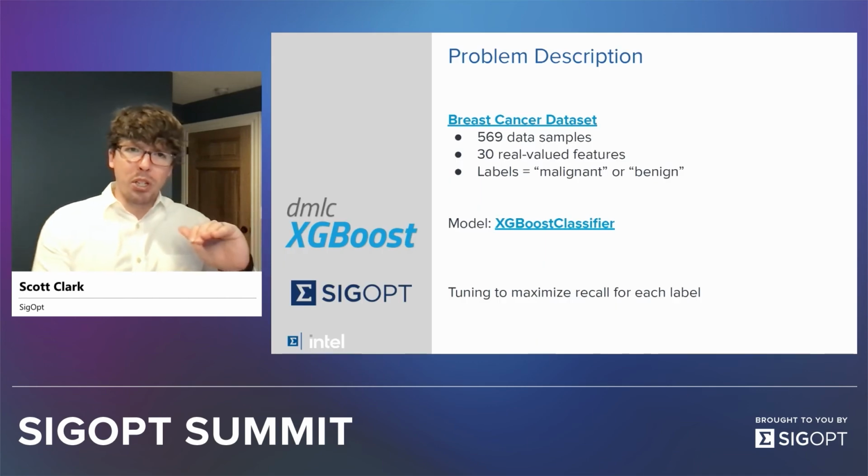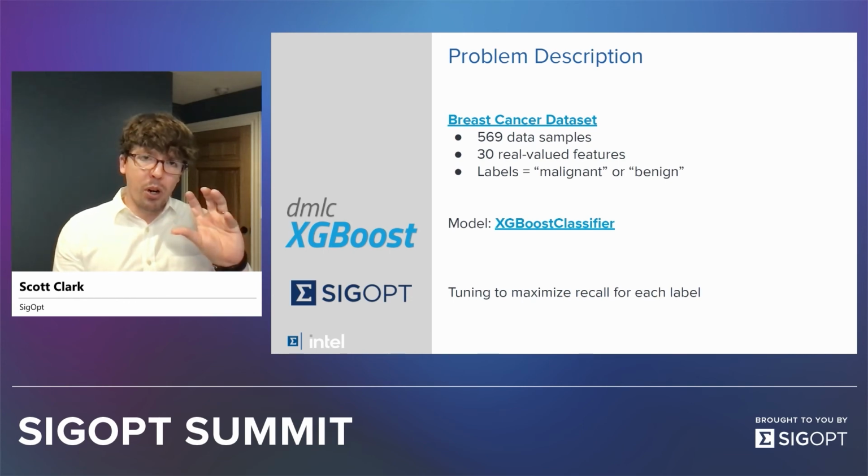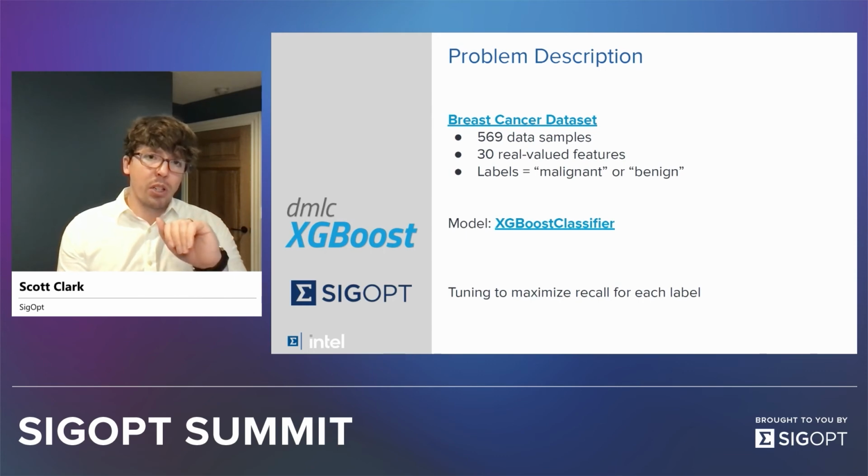I'm going to take a super simple data set, super simple model, so that we focus more on the intelligent experimentation aspect of things as opposed to the model itself. So I'm going to take the breast cancer data set that's available in scikit-learn. I'm going to use the XGBoost classifier, one of the most popular frameworks in the world for doing gradient boosted machines based classification. And we're going to end up trying to tune a method that maximizes the recall for each one of these labels for this kind of medical application.